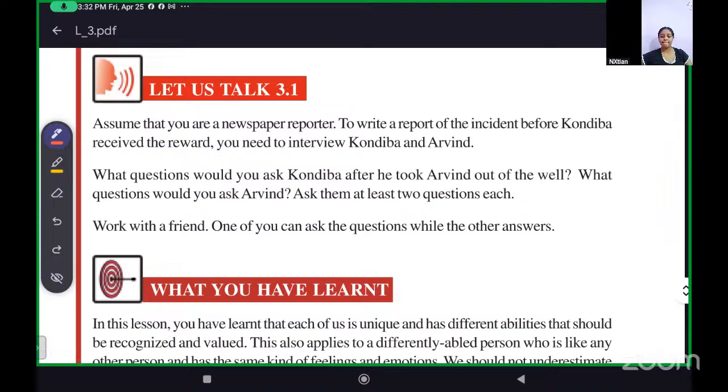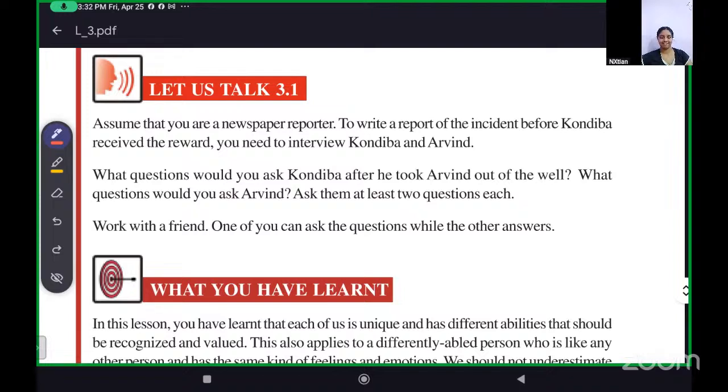Okay, so Megan, what would you ask Arvind after he had been rescued from the well? I don't know. You don't know? Okay, Amaze. I would ask, what was your first thought after you fell into the well? First thought. Okay, yes. Yes, Edric.